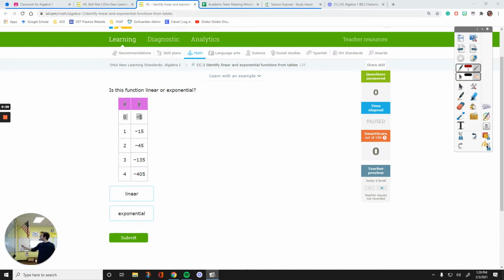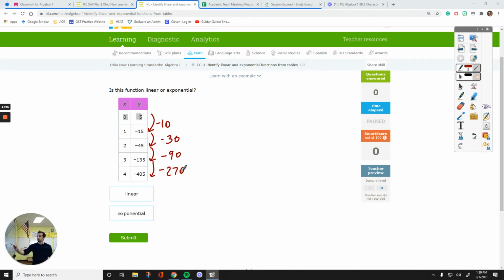What does that mean? You basically find the first difference between the y values. The first y is -5, the second one is -15. What's the difference between them? Either use a calculator or not, but the difference between them is -10. And if you do this again, it is now -30. If you subtract those two, it's -90, and then -270. Are they the same? The first differences of the y values are not the same. It was 10, 30, 90, 270.